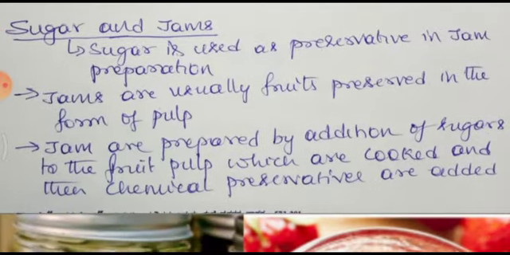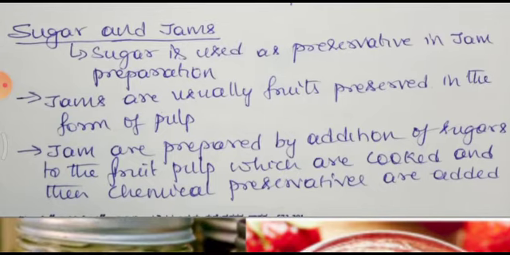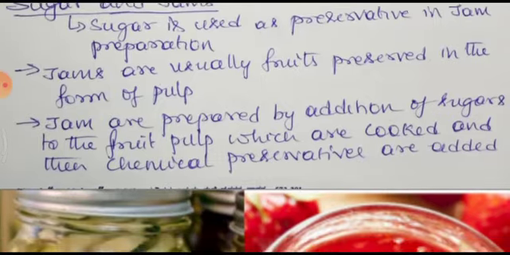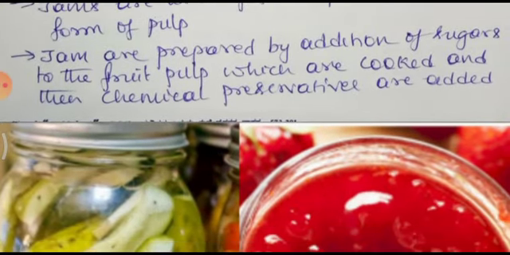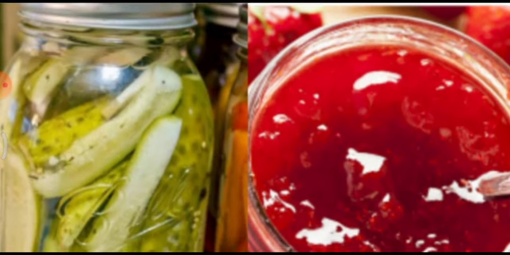Sugars and jams. Sugar is used as a preservative in jam preparation. Good quality sugary fruits are selected, and then they are ground to remove the pulp, and then mixed with a large quantity of sugar and converted into the form of jam, along with adding chemical preservatives. In this depiction, you can see on the left side the bottle containing a food item with vinegar, and on the right side you can see the jam.